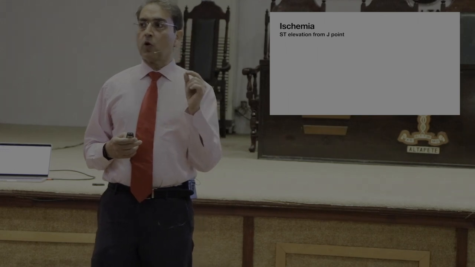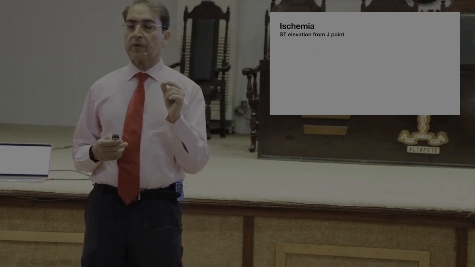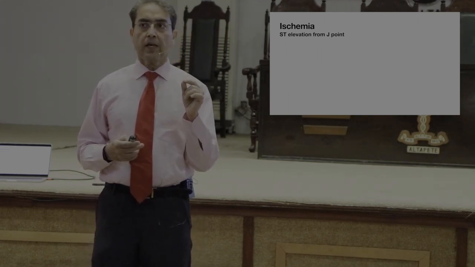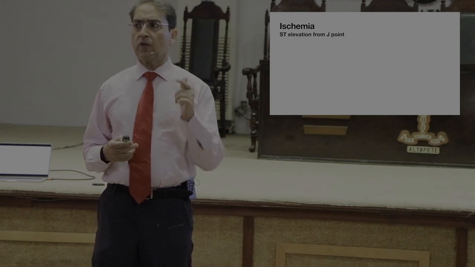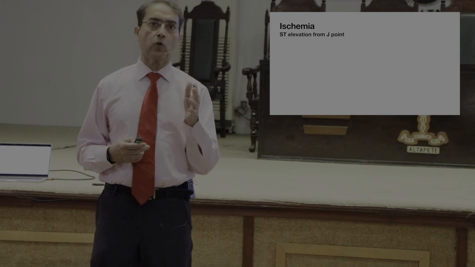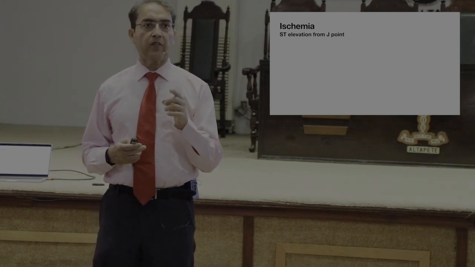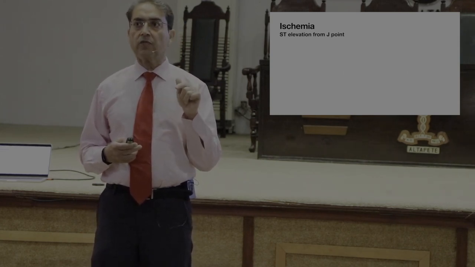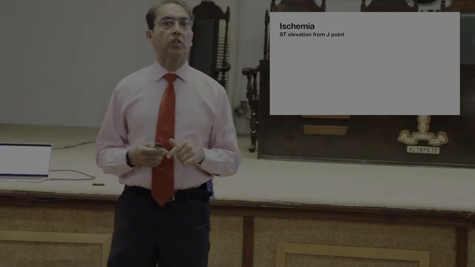This is the end of the QRS complex and the start of the ST segment. At the junction of the QRS complex, it may not necessarily be an S wave; it may be an R wave as well, if there is no S wave. So it is the end of the QRS complex and the beginning of the ST segment. The junction of these two is called the J point.